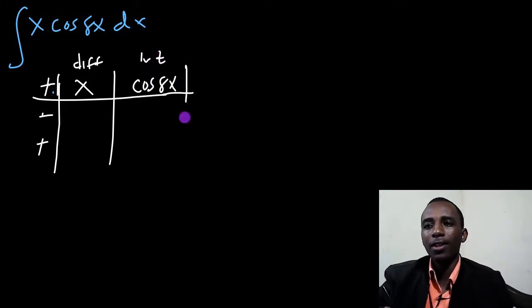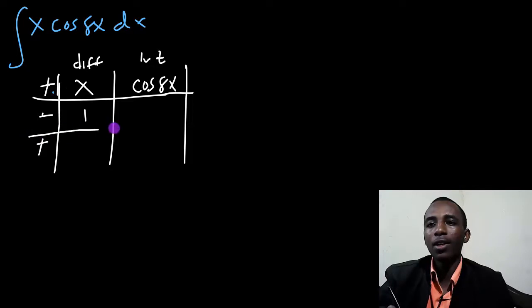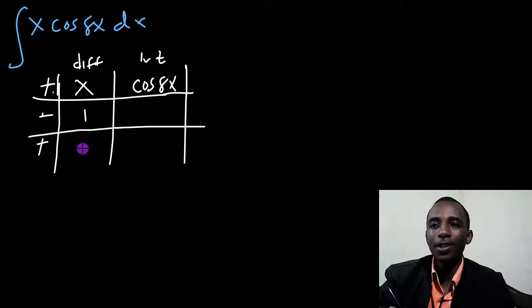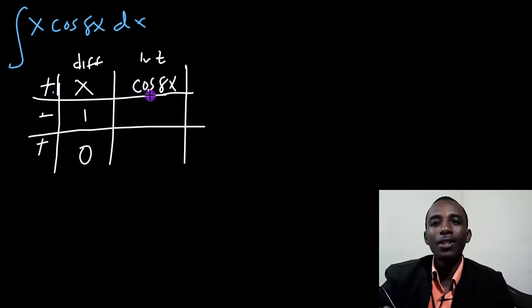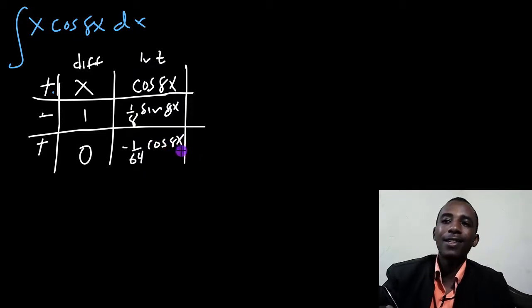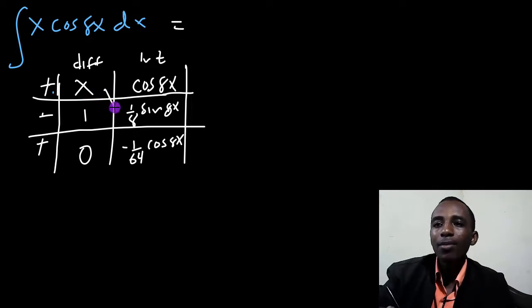So if I differentiate x, I get a 1. That's the first derivative. If I differentiate the second time, I get a 0. Okay, that's nice because that shows us that we'll stop there. Then if I integrate cos 8x, that's going to be 1/8 sine 8x, right? Okay, if I integrate that again, that's -1/64 cos 8x, right? That's nice.